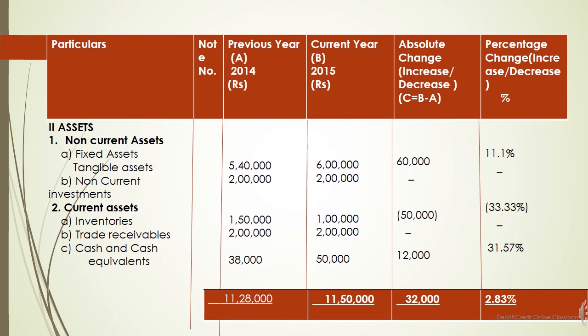About the total of assets, it was 11,28,000 in 2014 and in 2015 it is 11,50,000, an increase of 32,000. So an absolute change of 32,000 is there and percentage change is 2.83. That is 32,000 divided by 11,28,000 into 100.